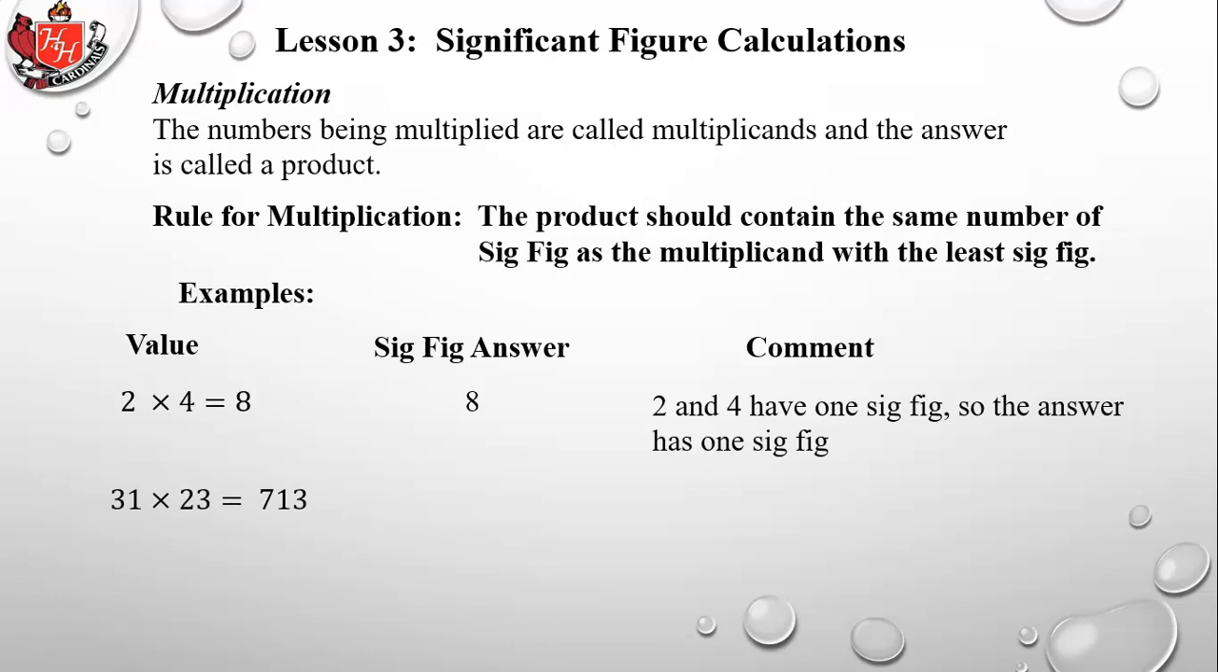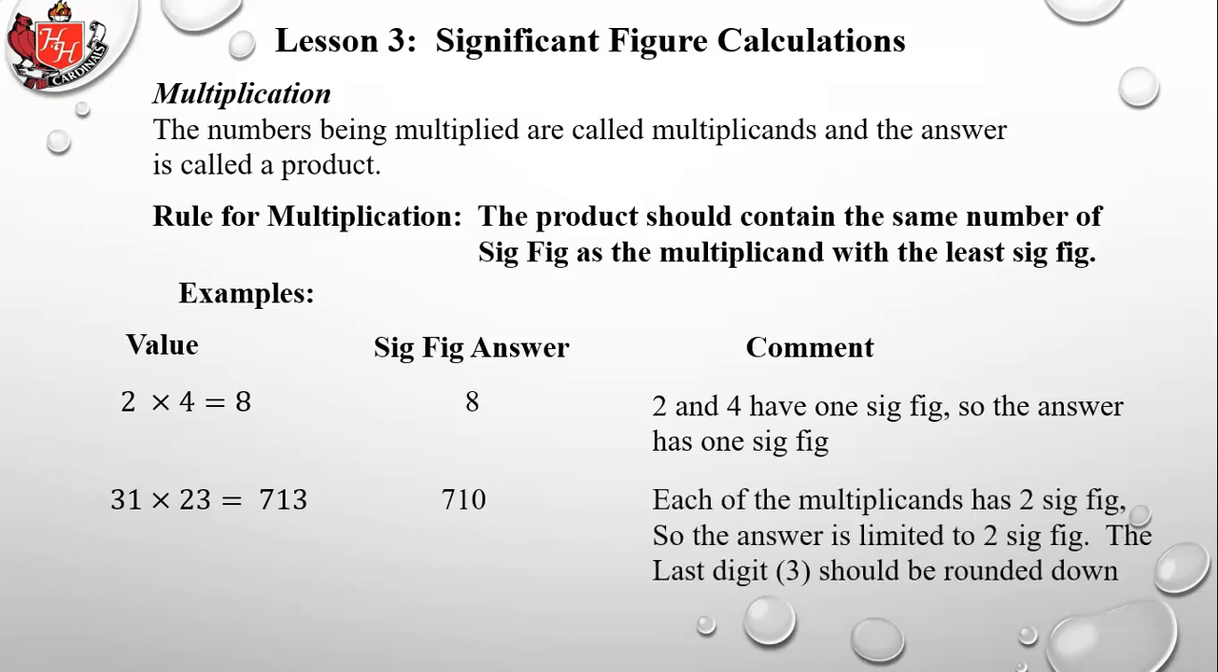31 times 23. Now your calculator would tell you the answer to that is 713. What should the significant figure answer be? It should be 710 without a decimal point. Each of the multiplicands, 31 and 23, has 2 significant figures, so the answer is limited to 2 significant figures. The last digit, 3, should be rounded down to a 0. Okay, so you can't just eliminate the 3 or the 0, otherwise you'd have the number 71. That's not even close to what the answer should be. You just basically have to turn it into a 0 that's not significant because there's no decimal point there.